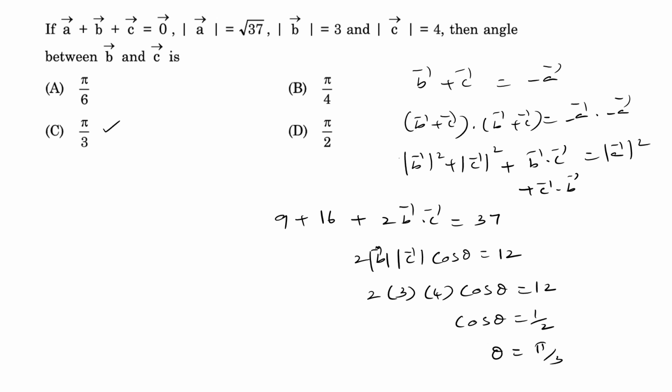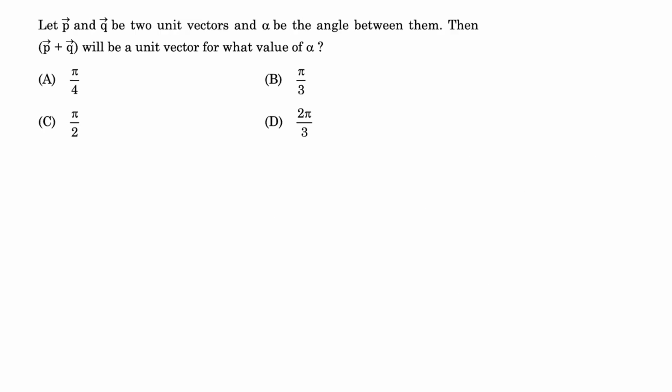If you need angle between B and C, retain B plus C on the left. If you want angle between A and B, you write A plus B is equal to minus C. Then take the dot product of the LHS with LHS and RHS with RHS. We'll go to the next question on vectors. P and Q are two unit vectors. What do we mean by two unit vectors? Magnitude of P is equal to magnitude of Q is equal to 1. We are also given that P plus Q is a unit vector. That means magnitude of P plus Q is equal to 1.